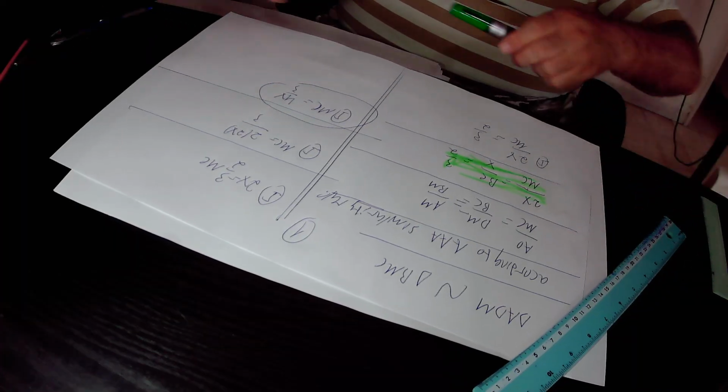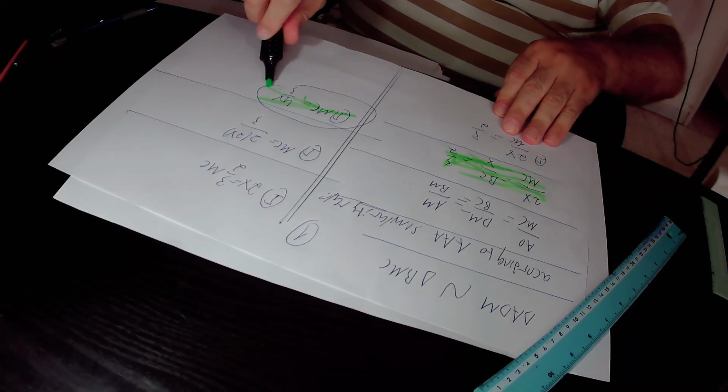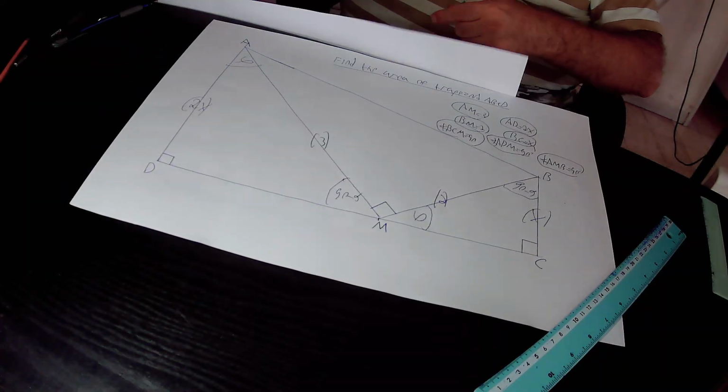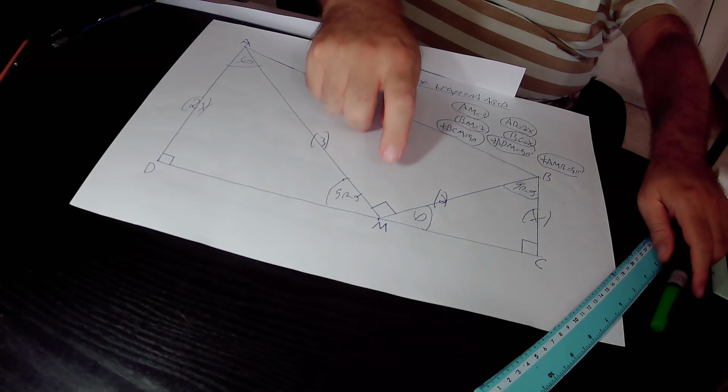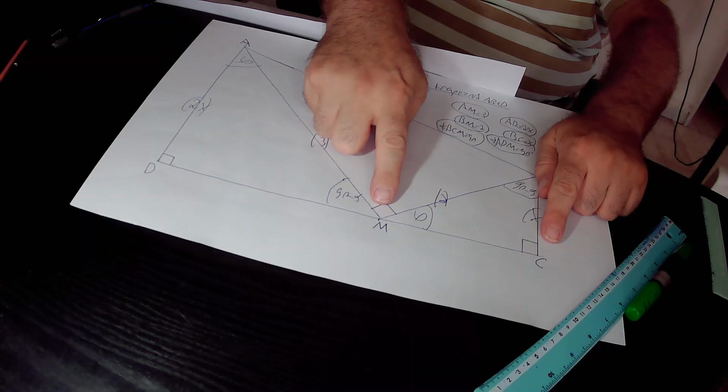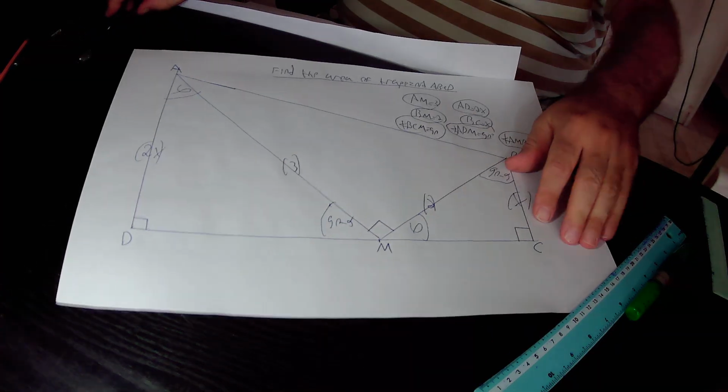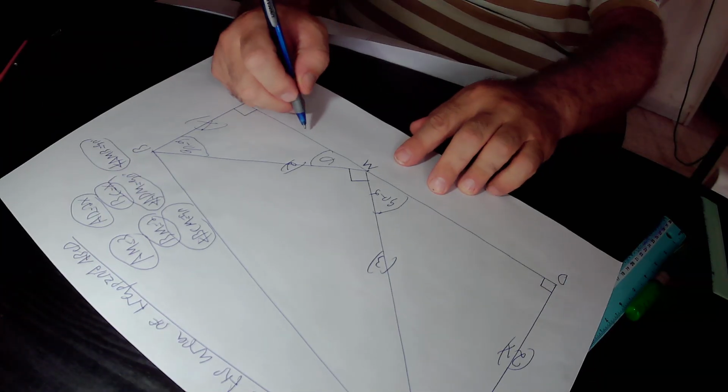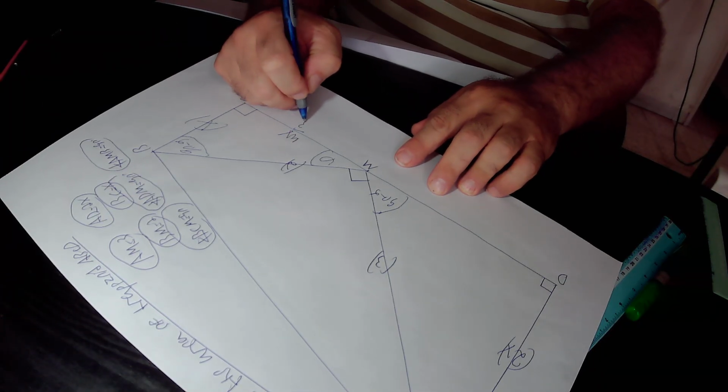So we found out that MC equals 4x over 3 units in its length. This is side MC or line segment MC, and it equals 4x over 3 units in its length. So I write it down.